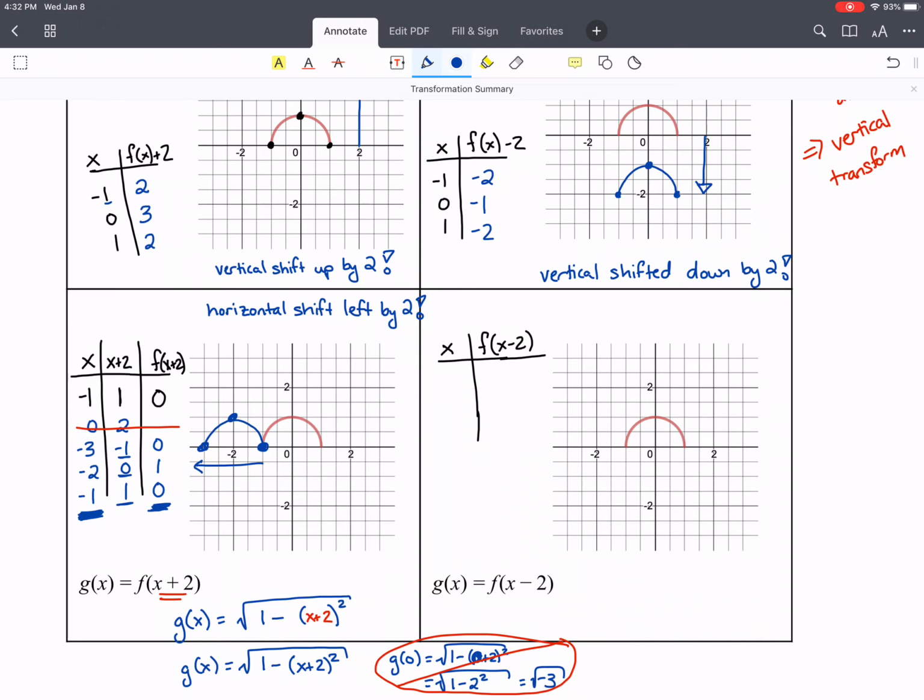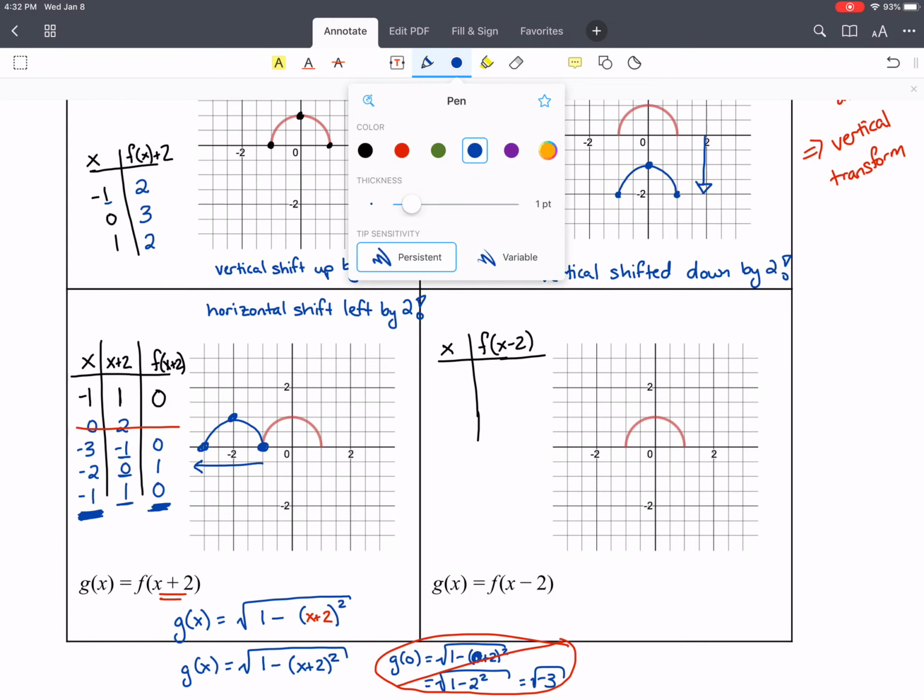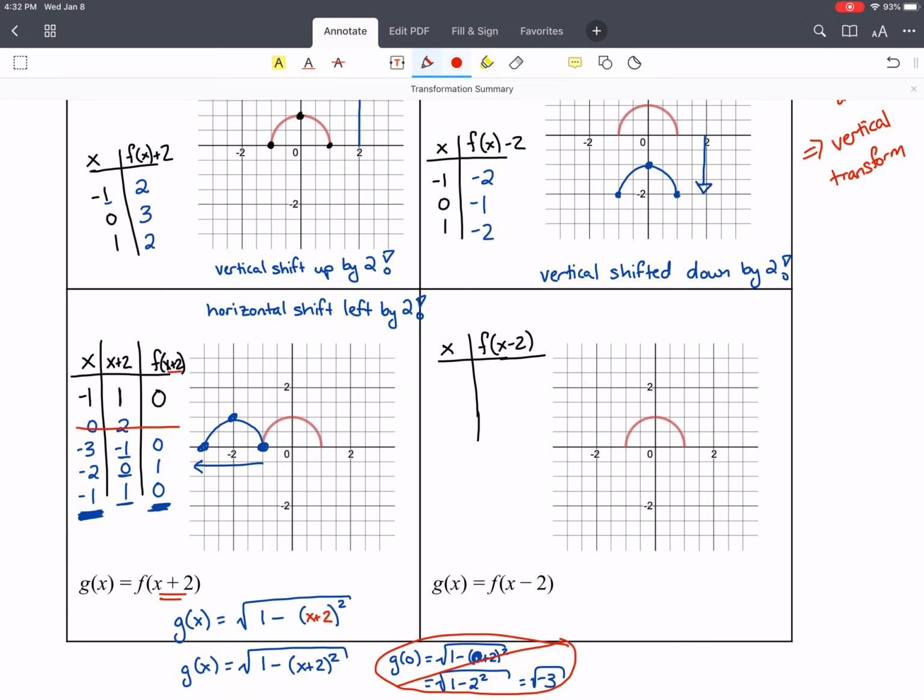So I applied a transformation, notice, to the inputs. This happened inside my function. So this was something that affected the inputs. And it gave me a horizontal transformation.